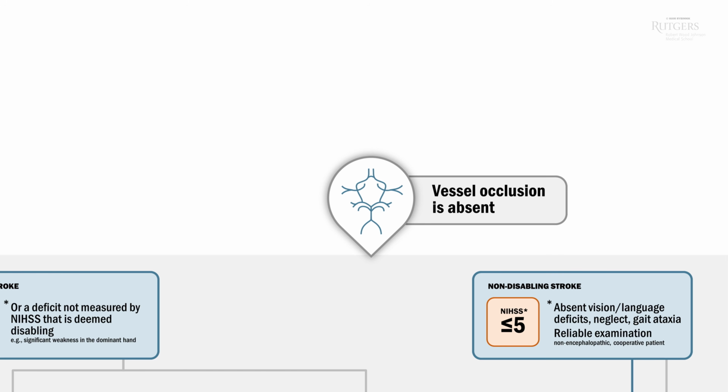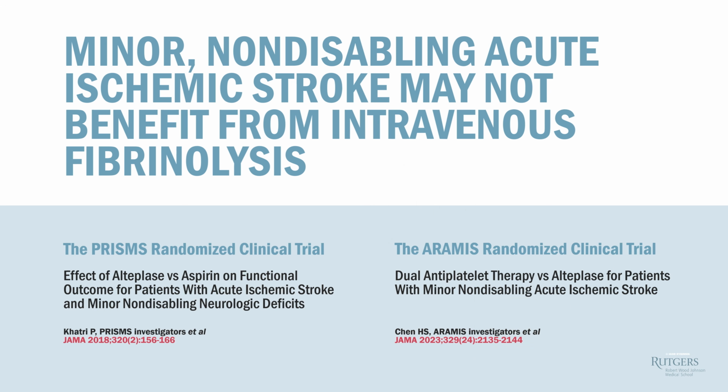Okay, disclaimer over. Let's say there's no large vessel occlusion, the exam is reliable, the deficits are clearly non-disabling, like mild sensory changes in the arm or a trace facial droop, and you're still suspecting ischemia as the cause of the deficits. These patients are not likely to benefit from thrombolysis. We know that from the PRISMS and ARAMIS trials.